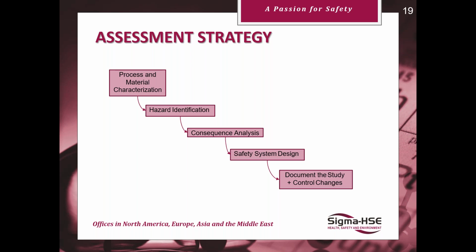So again, this is just kind of the timeline. You've got a process and material characterization: what you want to make, what you want to make it from, and how you are going to do it. Next stage, what kind of hazards you've got, identify those and what the consequences are, and then how you design out your system to plan for those issues, and then document it and implement.